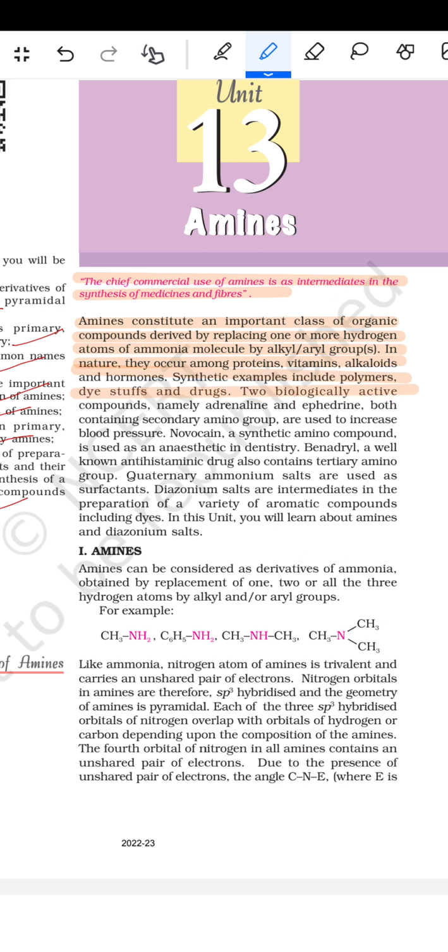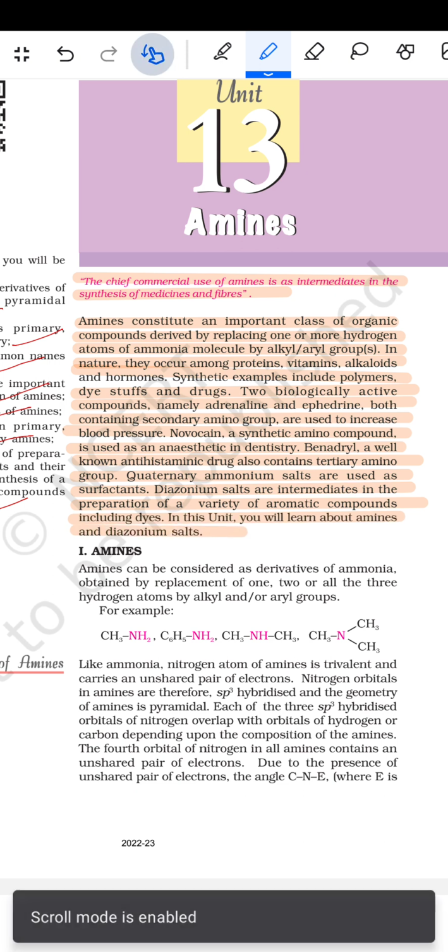The two biologically active compounds, adrenaline and ephedrine, both containing the secondary amino group, are used to increase blood pressure. Novocaine, a synthetic amino compound, is used as an anesthetic in dentistry. Benadryl, a well-known antihistaminic drug, also contains a tertiary amino group. Quaternary ammonium salts are used as surfactants. Diazonium salts are intermediates in the preparation of a variety of aromatic compounds, including dyes. In this unit, we will learn about the amines and the diazonium salts.